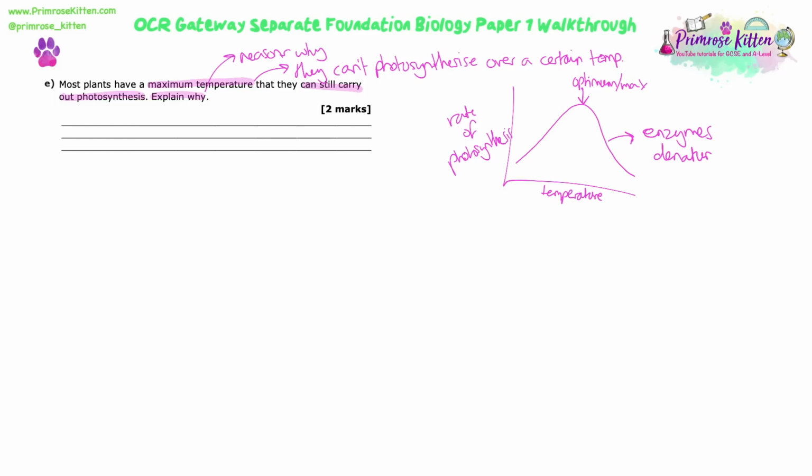So that's all we're going to say here. So after their optimal or a maximum temperature, the enzymes that control photosynthesis or allow photosynthesis to happen will be denatured, and therefore the rate of photosynthesis will slow down and eventually stop.